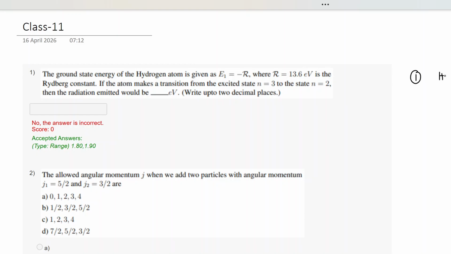So we know for hydrogen atom there is this formula of energy, that energy levels are En equal to minus R divided by n square, where n goes from 1, 2, 3, etc. So R is a Rydberg constant, whose value is 13.6 electron volt. So basically your energy levels are defined as En equal to minus 13.6 by n square electron volt, right? So it's minus 13.6 by n square electron volt.